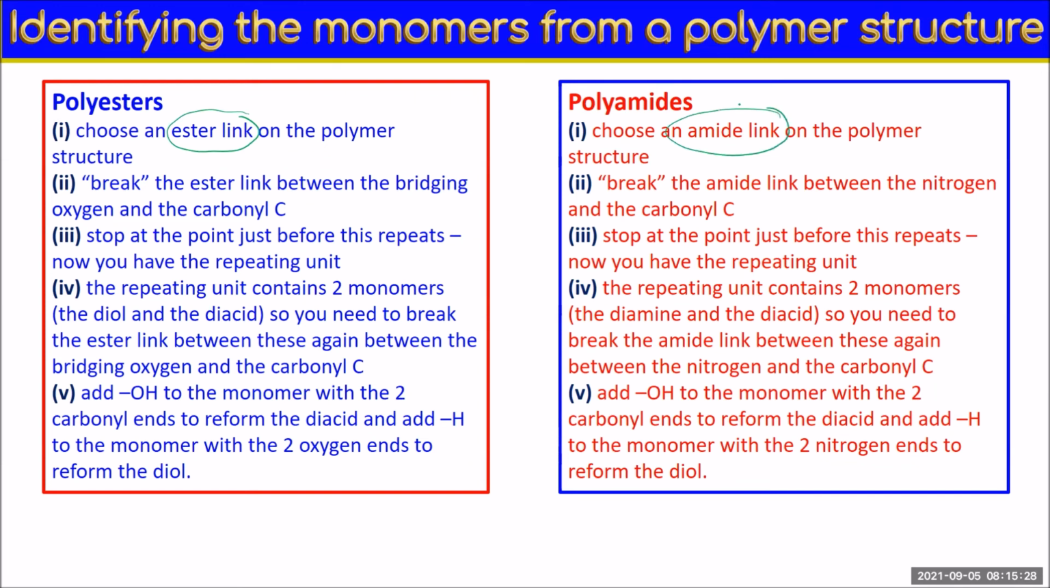Then you break the amide link. You find your repeating unit, as we've done before. So find your repeating unit. Now, your repeating unit is going to also contain a link group because the repeating unit has been formed from two monomers. So you have to actually break the link group, the ester link, or you need to break the amide link if it's a polyamide again, and that will separate off your two individual monomers.